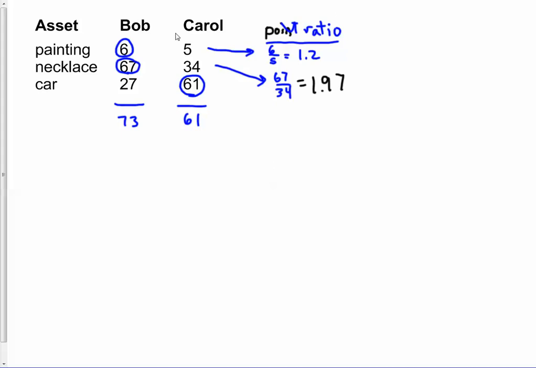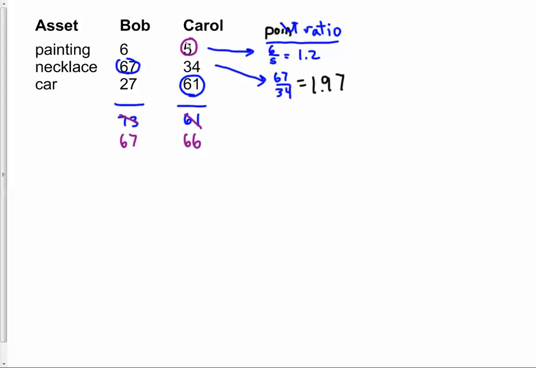Now we want to move things from Bob to Carol in order to even things out. We start with the lowest point ratio. That would be the painting, right? 1.2 is the smaller of the two. So the first thing we do to adjust is we move the painting from Bob to Carol. Now Carol has the painting, so Bob has 67 points only, and Carol has 66. By the way, we were able to move the whole thing over, and Bob still has more points.